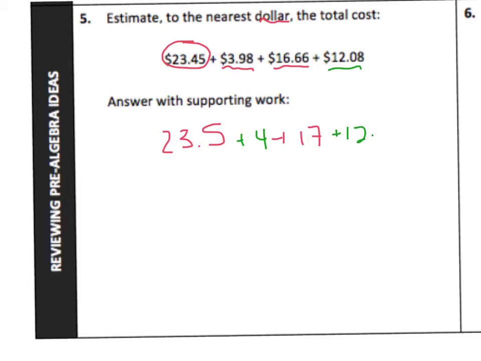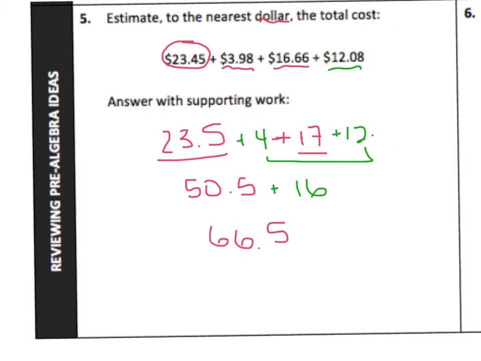So we just add these pieces together. We can do it a lot of different ways. 23.5 and 17 make $40.50, plus $10, that'd be like $50.50. 12 and 4 make 16. So $66.50. And since they wanted us to round up, that would maybe just go to $67. Okay, so $67. Now, the only thing I can mention is that I did round $23.45 to 23.5.